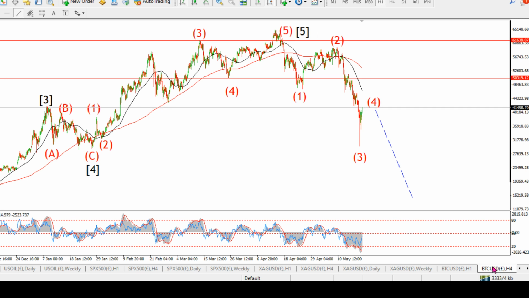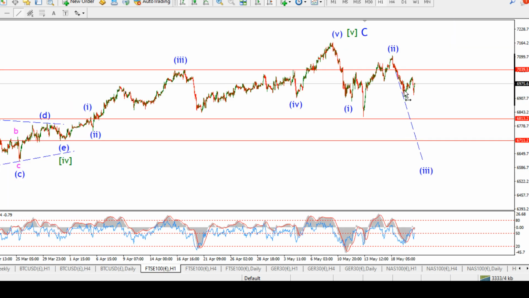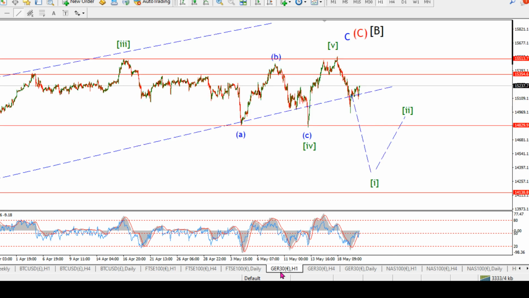Right, move on. FTSE and the DAX are more or less the same. The Nasdaq has been ahead of the trend. FTSE came down, possibly to a lower degree, 1-2 this week as well. Here's the DAX. Again, we came off a recent high and possibly impulsively down again. So still looking for a 1-2 pattern there.